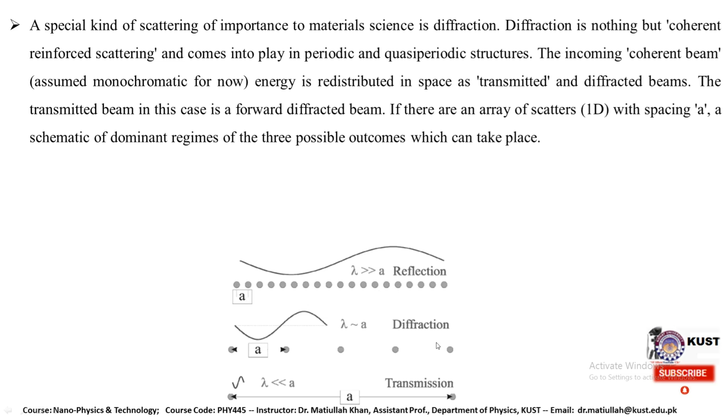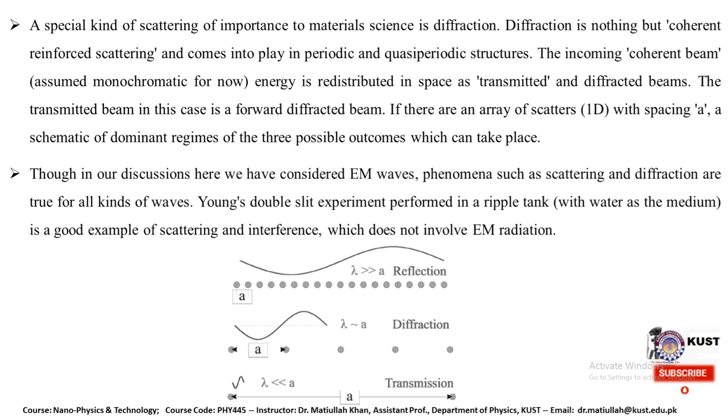Diffraction occurs when the wavelength of the incoming radiation is of the order of the distance between the atoms, or the size of the slit. And transmission only occurs when the wavelength of the incoming radiation is very much less than the slit, or the size of the slit, which is also called the material opening. So through our discussion here we can consider the electromagnetic waves of scattering and diffraction.